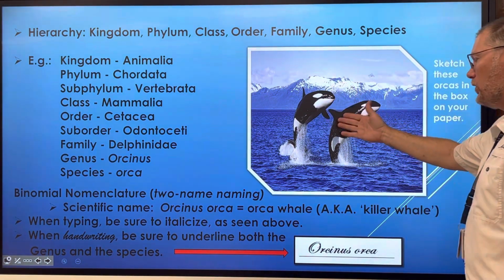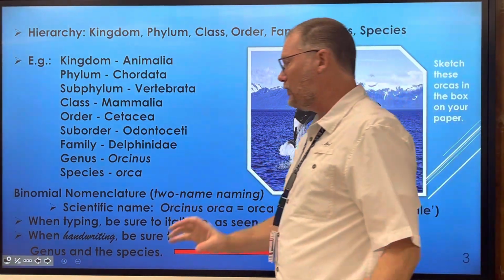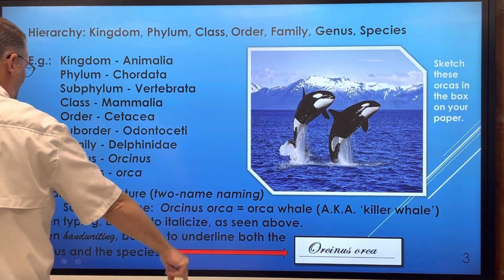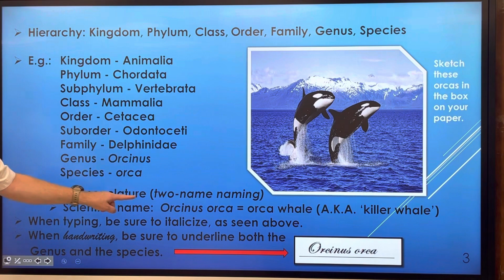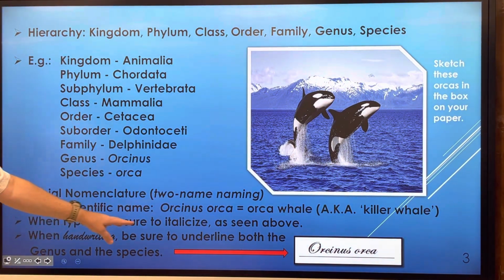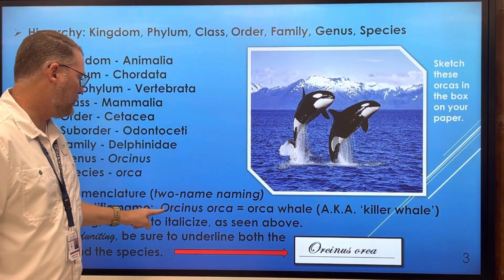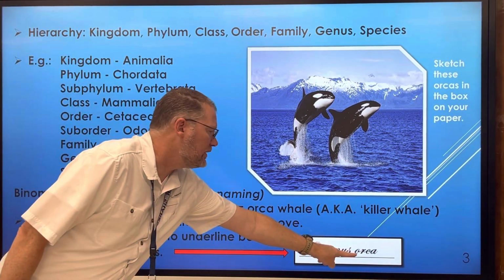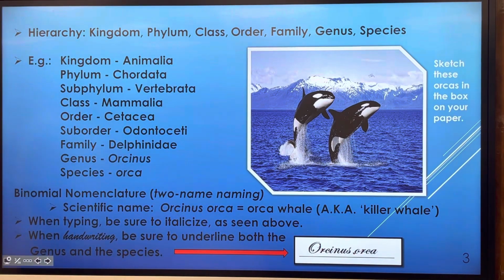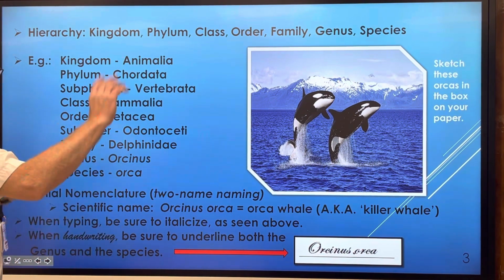This is Orcinus orca, the orca whale. Please don't call it a killer whale. We've gone over that before. So when typing, remember, be sure to italicize, as seen above, Orcinus orca, okay? And then when handwriting, make sure that you do the same thing. You have capital, lowercase, lowercase, okay, the second one, and then you underline it, because handwriting is all italicized, right?